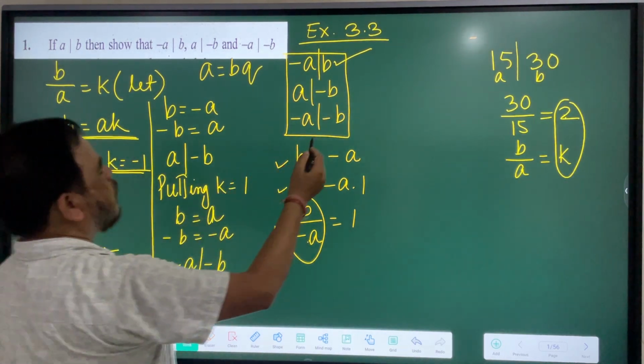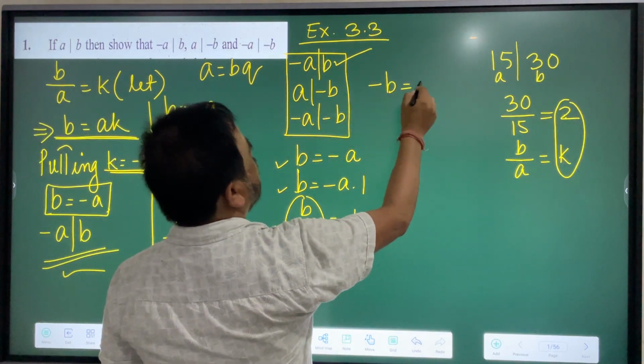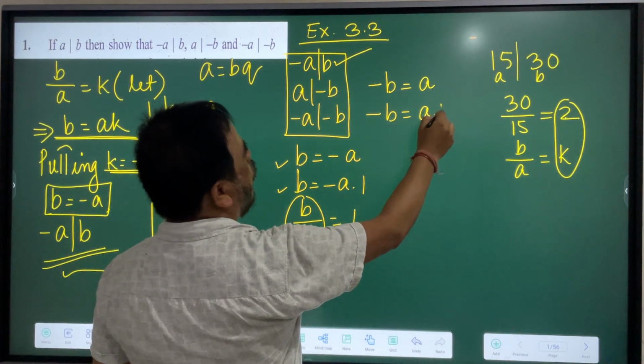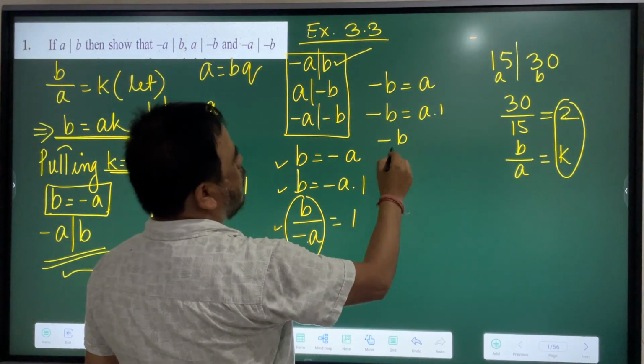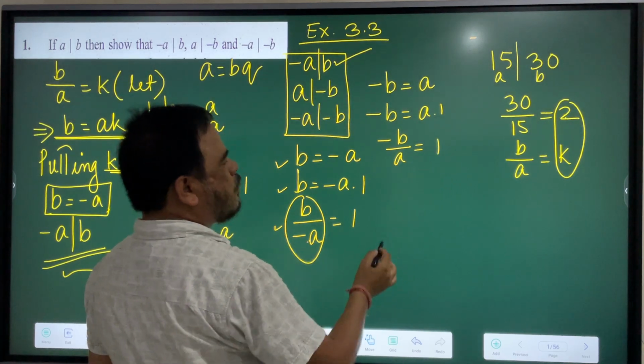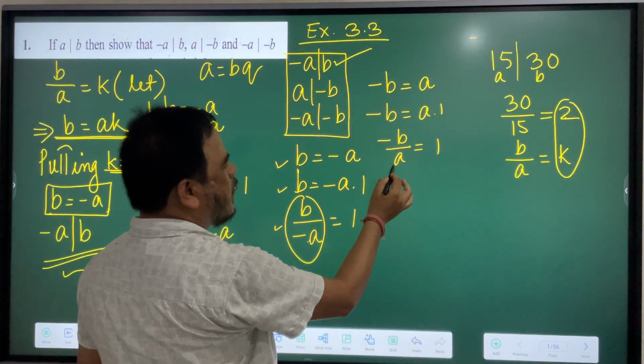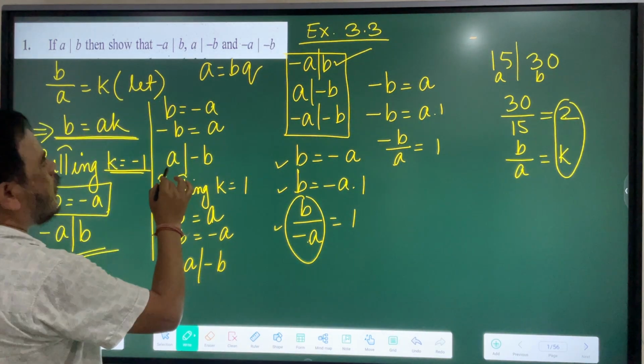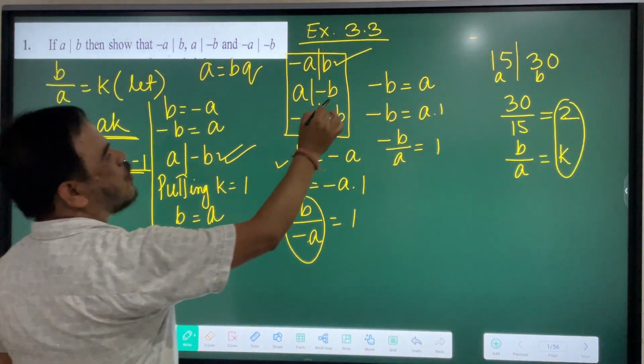This one I also want to explain. Minus B equals A, so minus B equals A into 1. So minus B by A equals 1. That means if we divide minus B by A, we get 1. That means A divides minus B. So this one is also proved.